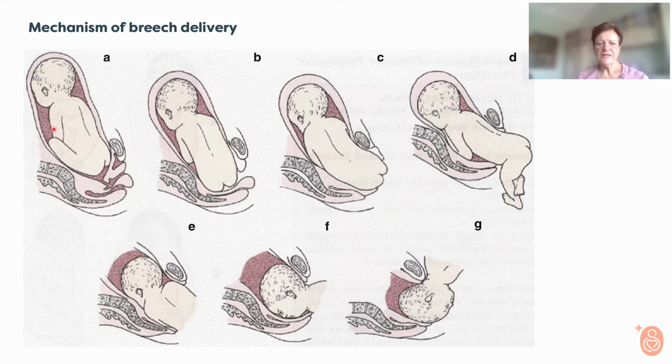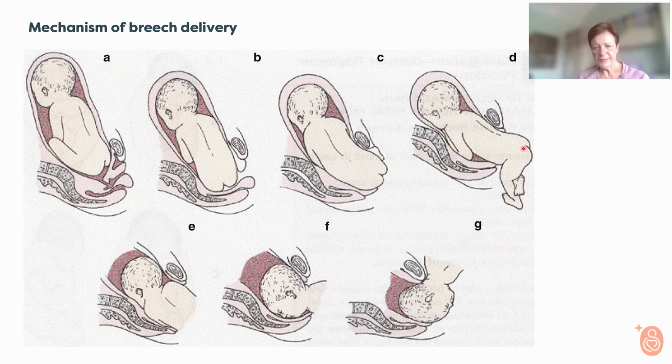As the breech comes through, as the bottom part of the body comes through the pelvis, you will see that it follows the angle of the pelvis. We all know that the pelvis goes down posterior and then comes up anterior, and the body has to flex according to this angle of the birth channel.